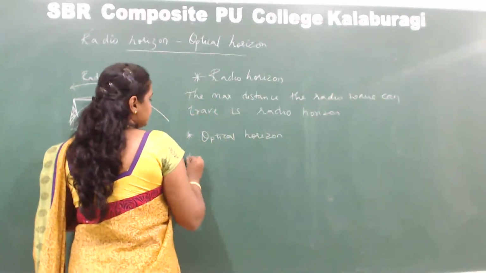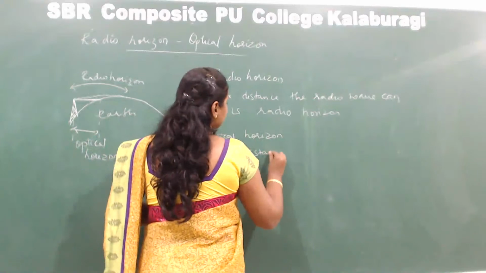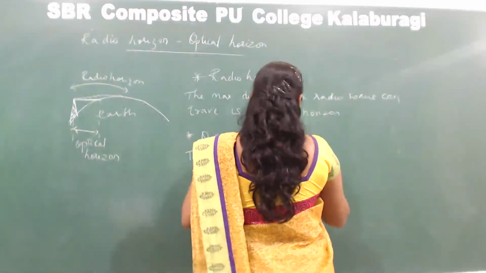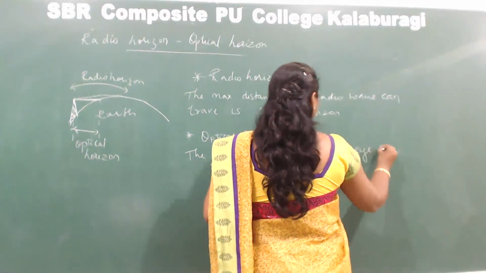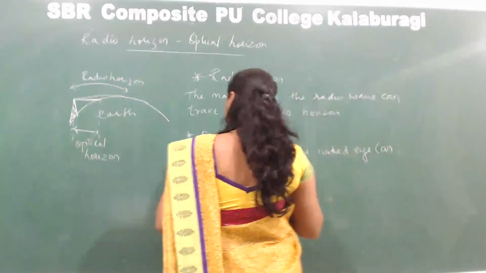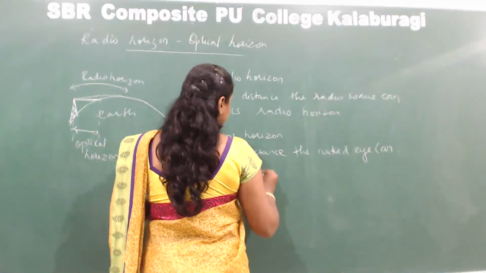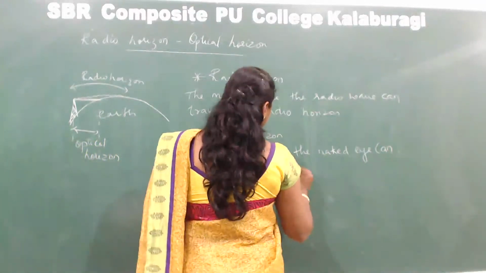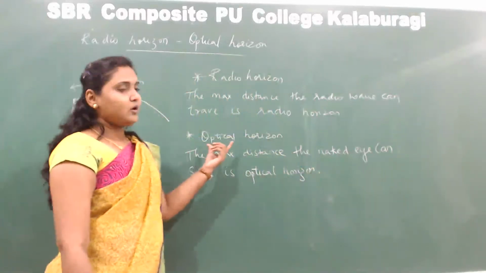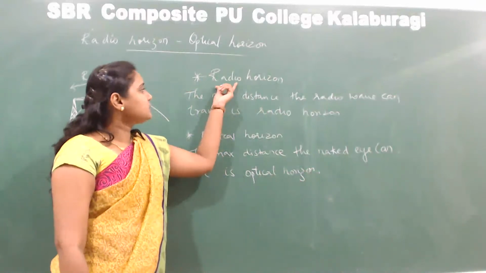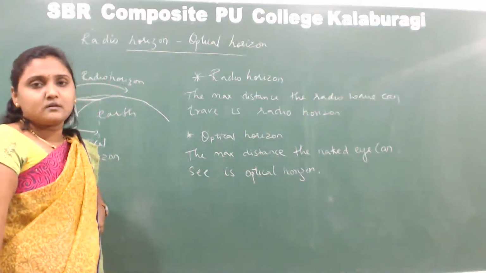Optical horizon is the maximum distance the naked eye can see. Obviously, the radio horizon is greater than the optical horizon. These are the two important definitions in the horizon of propagation.